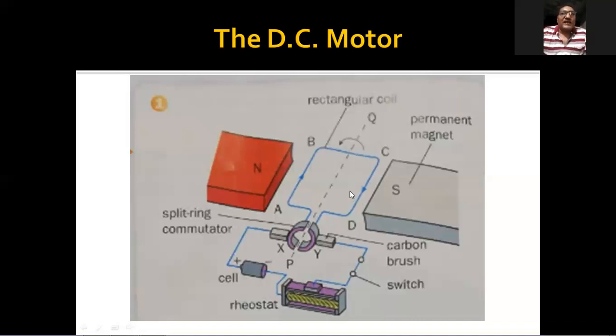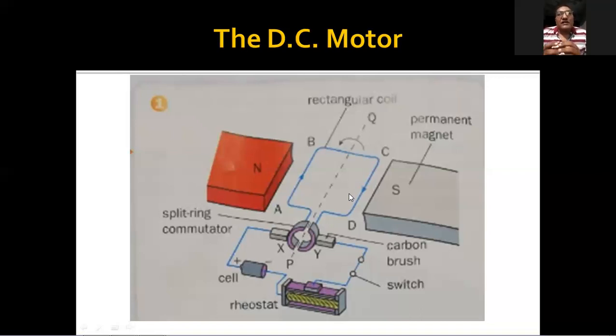so this coil rotates. And when this coil becomes vertical, it becomes very important to change the direction of the forces acting on the CD side and the AB side. In this horizontal position, the direction of the force on the CD side is upward, and the direction of the force on the AB side is downward. So when the coil becomes vertical, the direction of the force has to be changed.